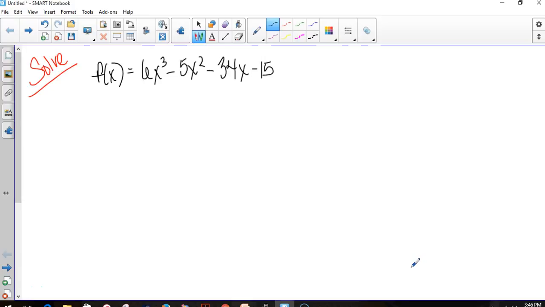And then some other ones are more like what we have here, where f of x is equal to 6x cubed minus 5x squared minus 34x minus 15, and it's not a real easy polynomial to factor. And if it says solve, it wants you to find the roots. Now, you may or may not be able to graph this thing and pull out some roots.